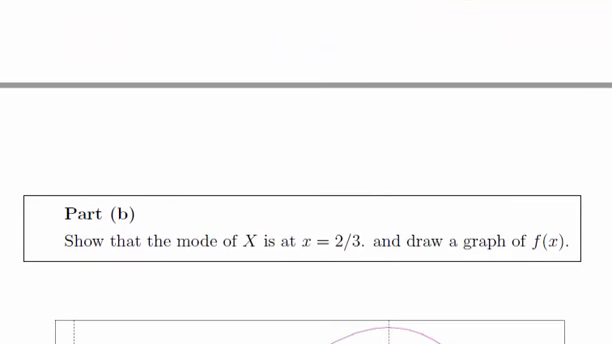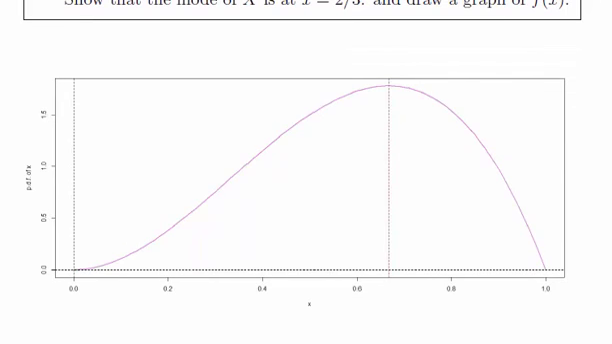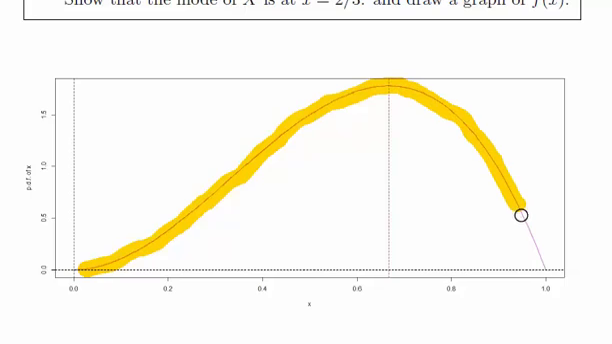So let's move on to the next part. Show that the mode of x is at x equal to 2/3 and draw a graph of f of x. So this is our probability density function. I know it doesn't come out as well as I hoped, but let's fill it in a little bit. This is the peak point here, this is 1 down here, and this is 0 over here. You notice that it's slightly skewed, but also that the uppermost point is around here. You probably can't tell, but this value here is 0.6 and this is 0.8. So that looks like it's 2/3, but let's prove it properly.